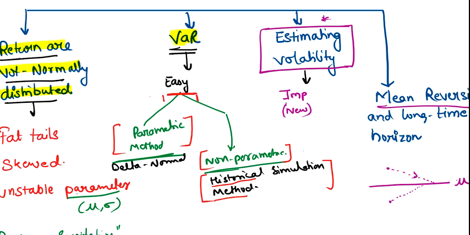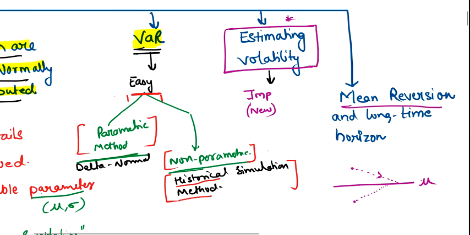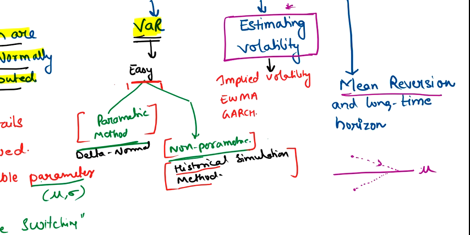So we have efficiently covered two portions of this chapter, that is, returns are not normally distributed and revisiting the concept of VaR. Now we are just left with two portions which are dedicated to volatility. Okay, so let us continue with our estimating volatility portion.